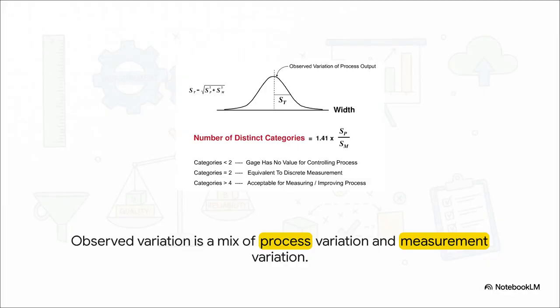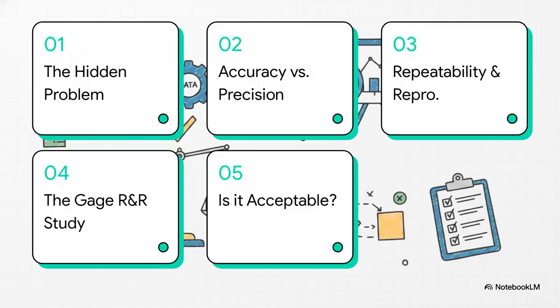Okay, so when you look at the variation in your process, that classic bell curve you see here, it's not telling you the whole story. See, that total variation is really a mix of two things. First, there's the actual variation in your process, the real differences between parts. But then there's this other hidden part, the variation from your measurement system itself. It's just noise. And our job is to figure out how much of what we're seeing is real and how much is just static.